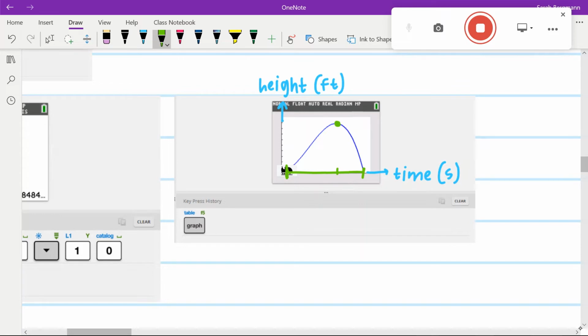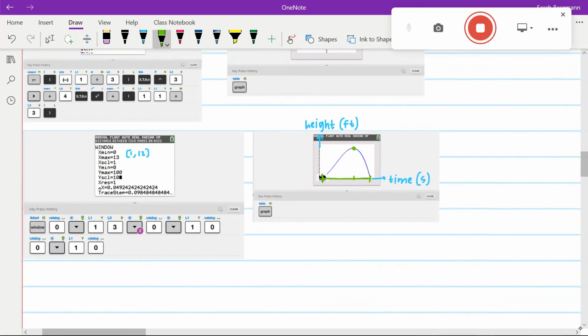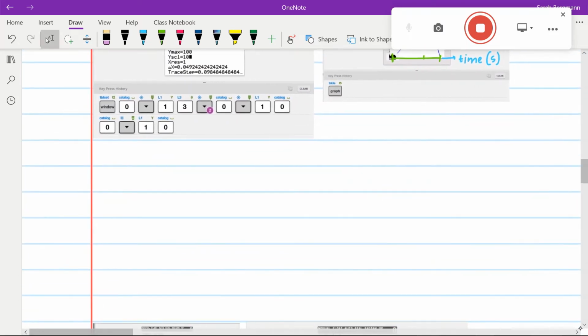Now let's go over how to actually find these algebraically. So the first step, like we said before, is to find the derivative of the function.